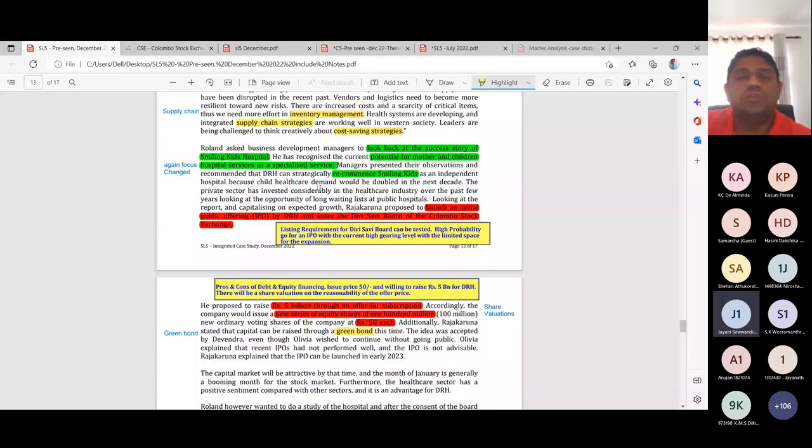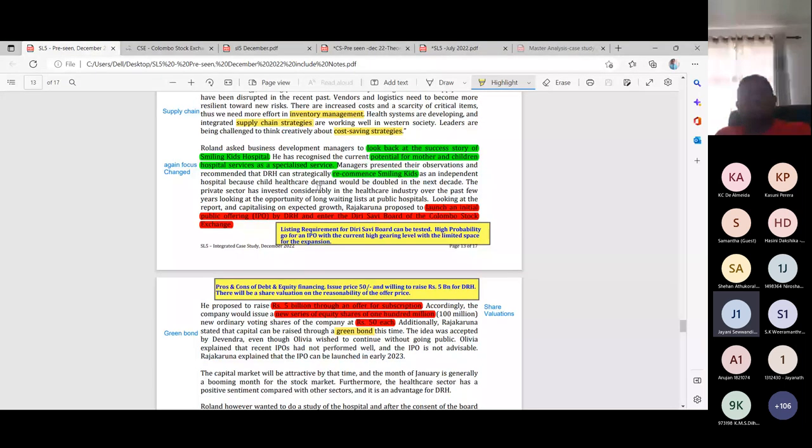So Roland asked the business development manager to look back at the success story of Smiling Kid Hospital. He has recognized the current potential for mother and children hospital service as a specialized service. And now again, they are going to change the strategy. So initially it was a kid hospital and then opened to everyone. Now again, they want to go to a focus strategy, right?